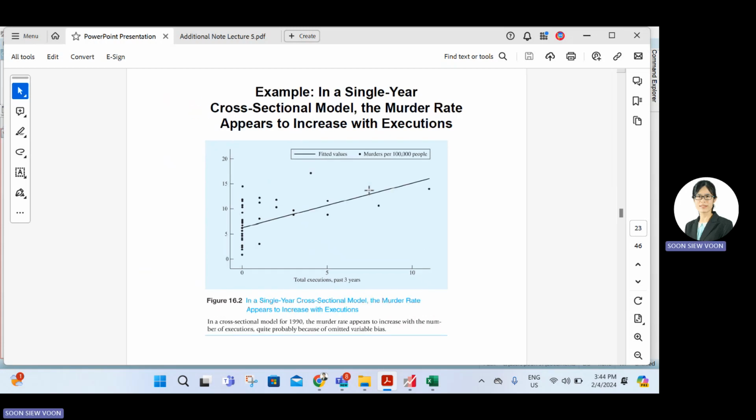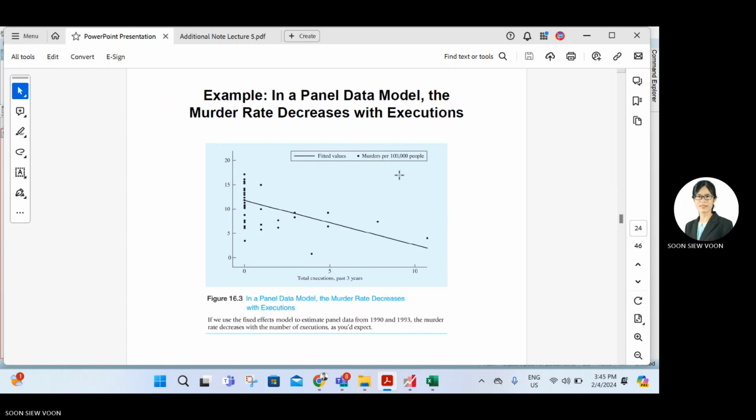So here is an example. In a single year, in the cross-sectional model, the murder rate appears to increase with the execution. This is the total execution in the past 3 years, and this is the regression line. So you can see the murder rate appears to increase with the execution.